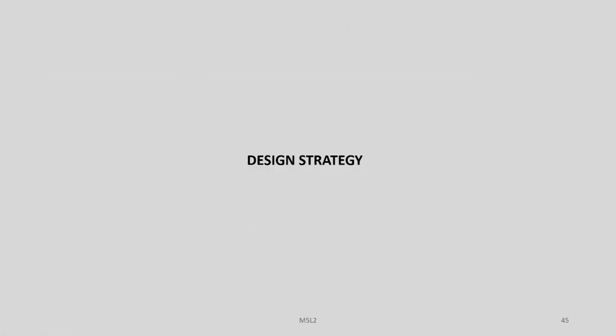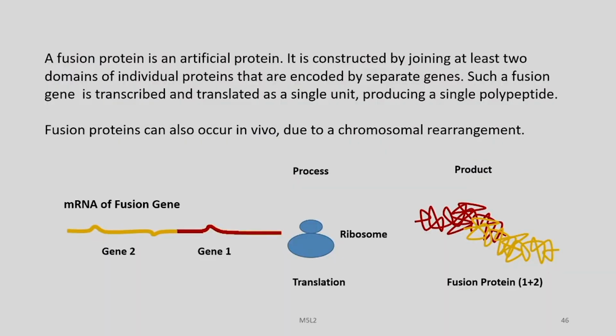Let us go to the next section of this lecture where we will discuss the design strategy of ZFNs. First, let us have a small discussion on fusion proteins, which may be very familiar to you. Particularly we use many fusion proteins by fusing the green fluorescent protein to it, so that we can trace the location of the targeted protein by observing the fluorescence of the green fluorescent protein.